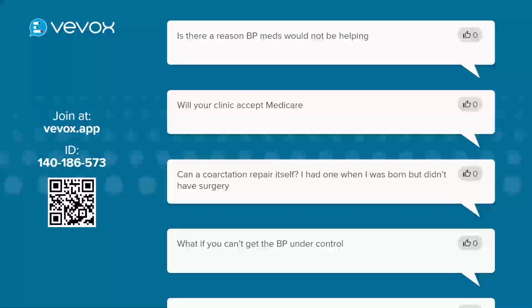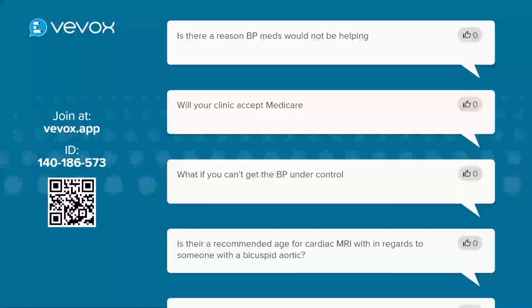All right. Can a coarctation repair itself? I had one when I was born, but didn't have surgery. Yes. So sometimes we see what your doctor might call a pseudo-coarct, which is just a pinched-in area of the aorta with normal blood flow. That's very common also in Turner syndrome, and that's usually the result of a blood vessel that repaired itself. So you were born with a kinked area, but it didn't ever become serious enough to block blood flow, and it gradually widened as you got older. Those, as far as we can tell, are very safe, and they don't tend to cause problems later in life, but again, we don't have a lot of data about those.